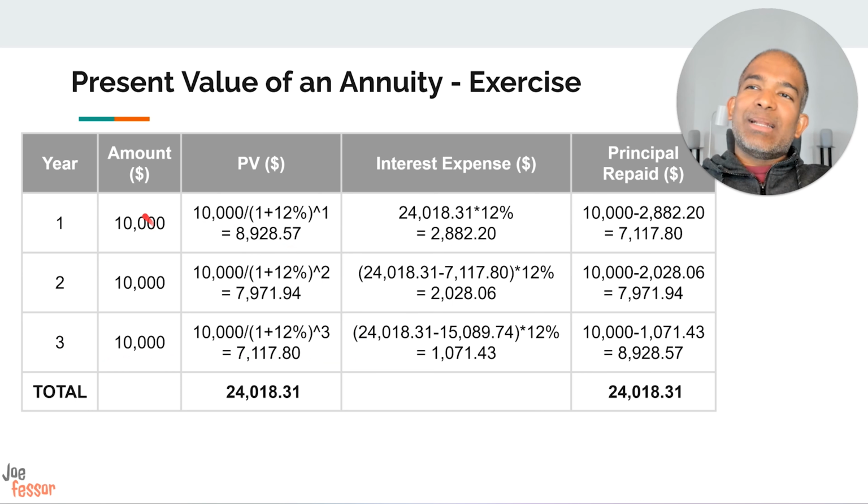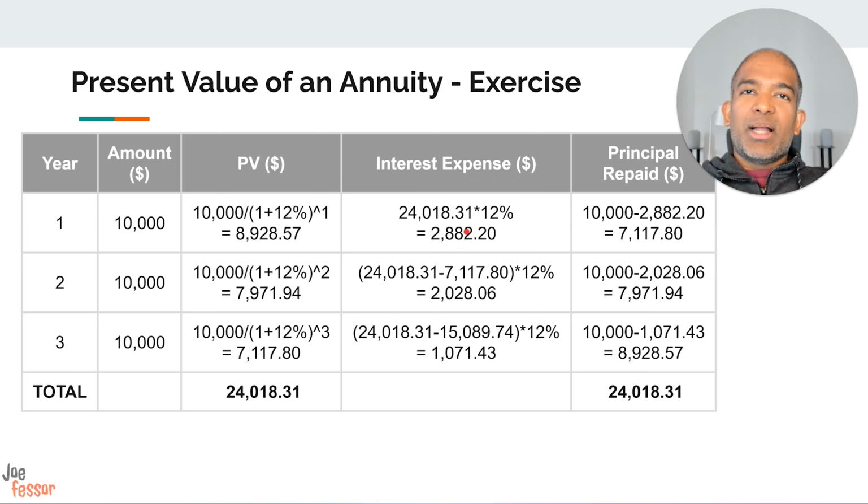Once we've calculated the present value of each of these $10,000, we can simply add them together to find the present value of the whole annuity. Okay, so that's $24,018.31. From past experience, we know that we also need to calculate the interest expense because we'll be using that in the journal entries. Okay, so how do we calculate that?